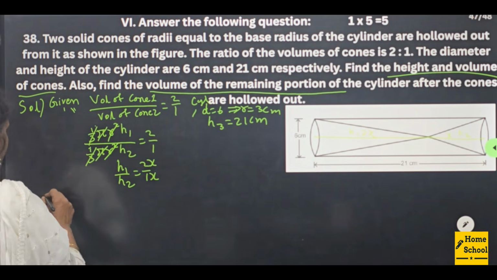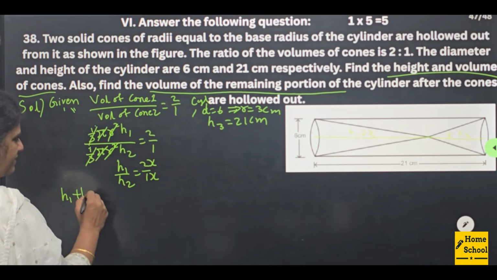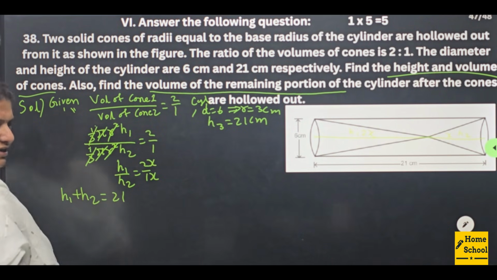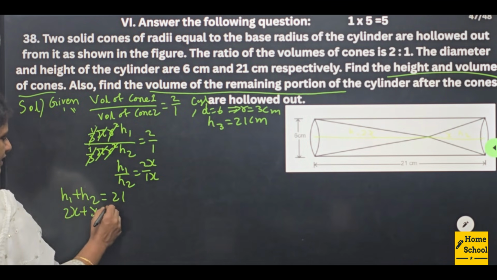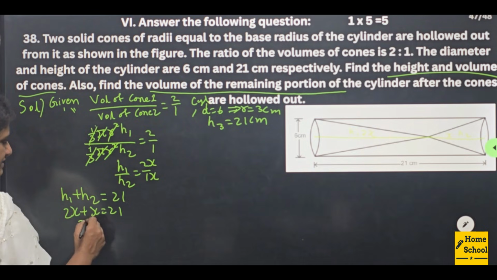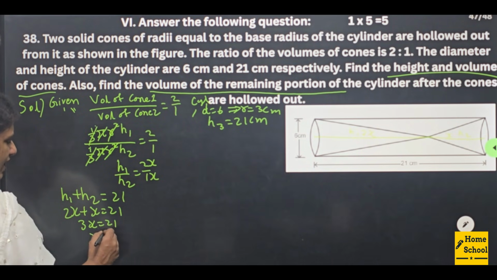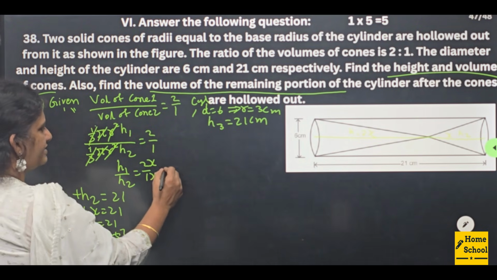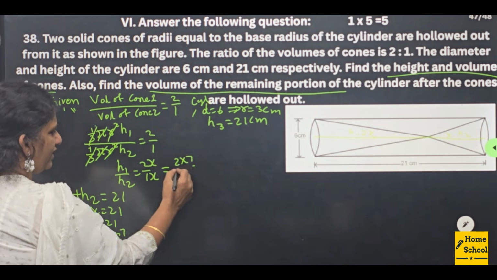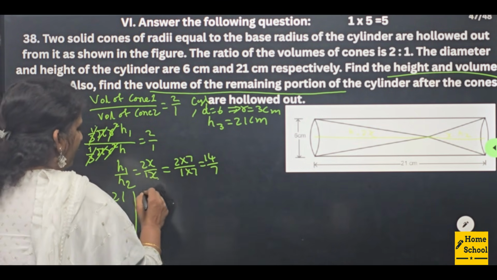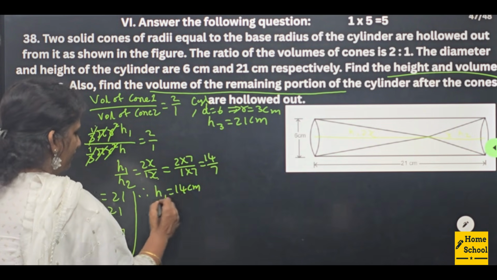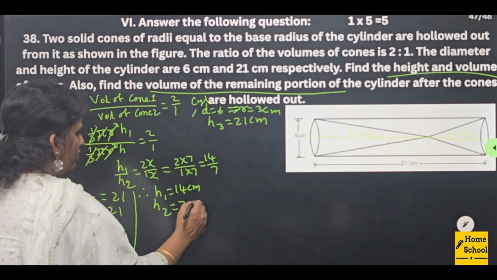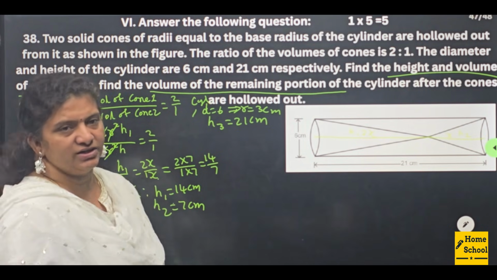21 centimeters. So we know H1 plus H2 is equal to 21. H1 is 2x and H2 is 1x, that equals 21. 2x plus x is 3x. 3x is equal to 21. x is equal to 21 by 3, that is 7. Now find the heights: 2 into 7 and 1 into 7. Therefore, height of the cone H1 is equal to 14 centimeters and H2 is equal to 7 centimeters. First question is answered there.